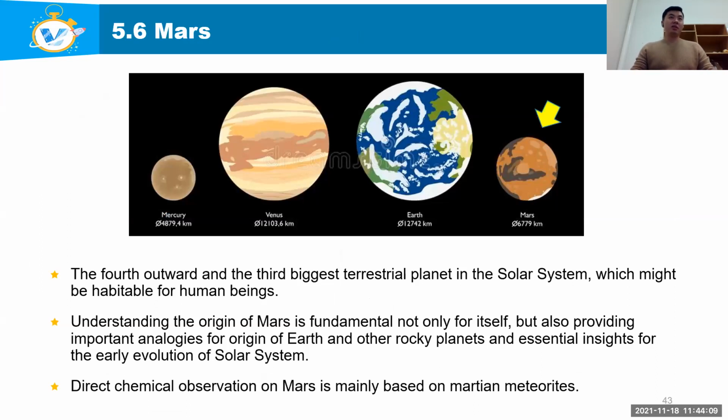And Mars is the fourth planet outward and the third biggest terrestrial planet in the solar system, which might be habitable for human beings. Understanding the origin of Mars is fundamental not only for itself, but also for providing important analogs for the origin of Earth and other rocky bodies, and essential insights into the early evolution of the solar system. However, now we do not have real Martian samples, and we only have the Martian meteorites.